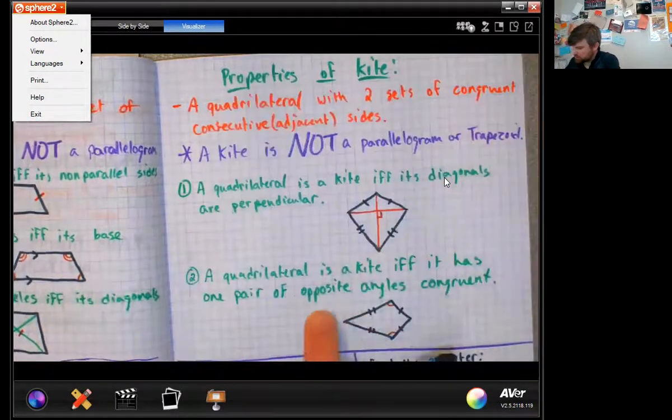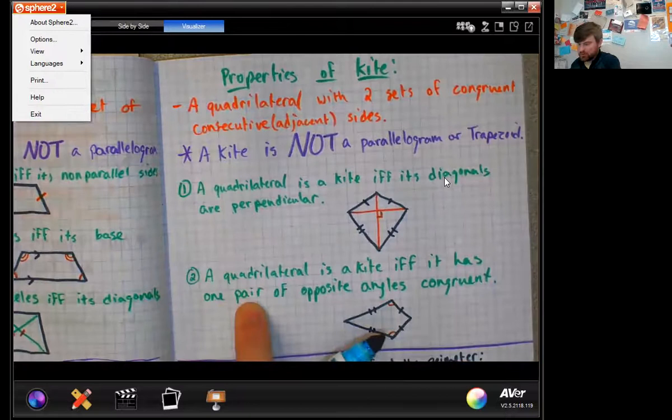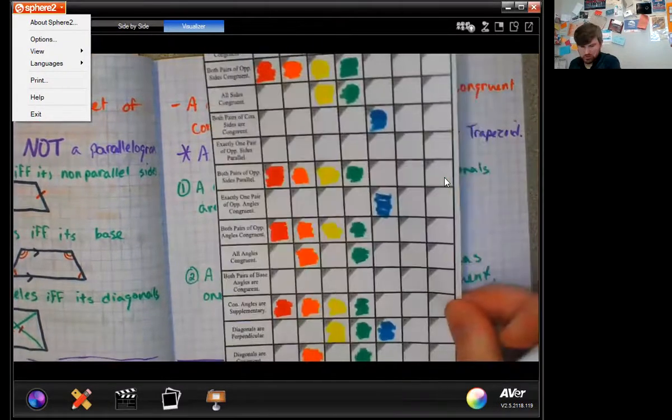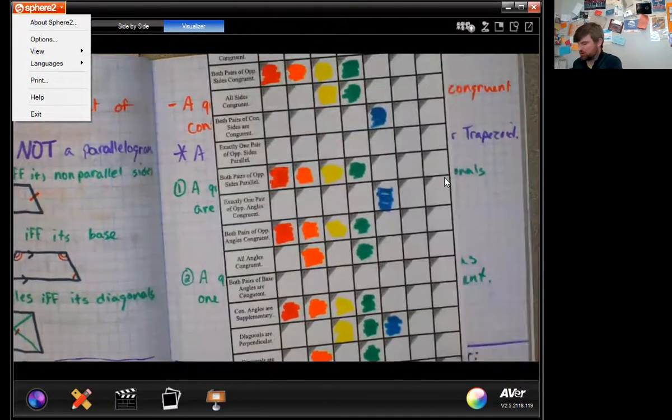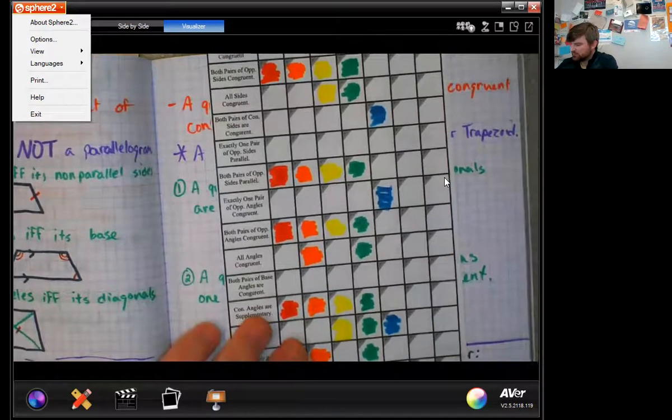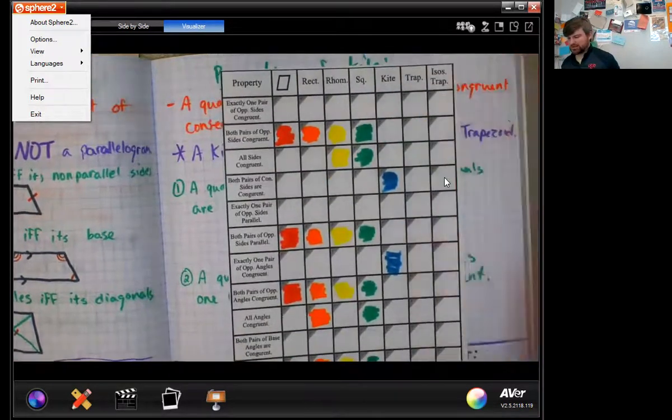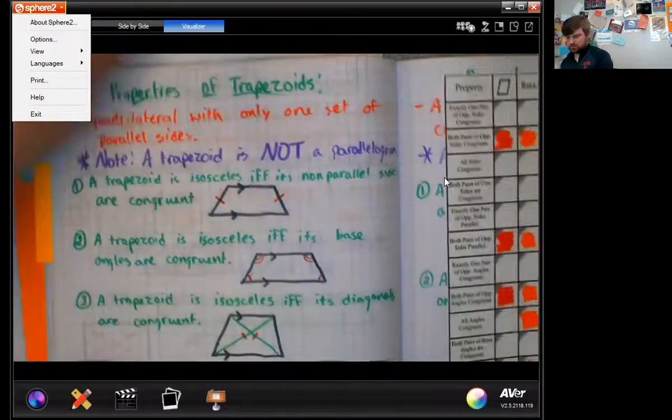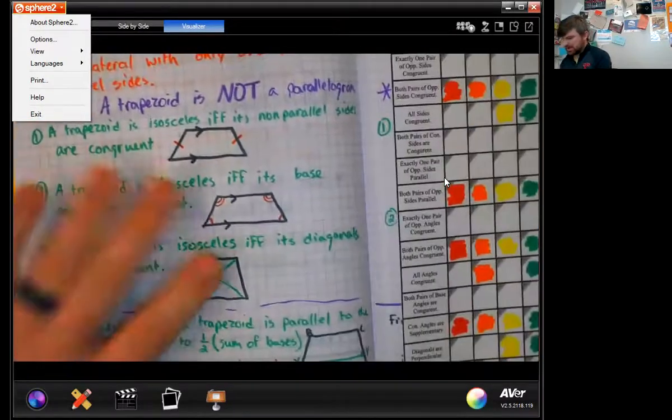So right here, opposite angles, one pair of those angles is congruent. So 1, 2, 3, 4 properties is all we had here for the kite. And then we had trapezoid and isosceles trapezoid. So that's here on page 98.